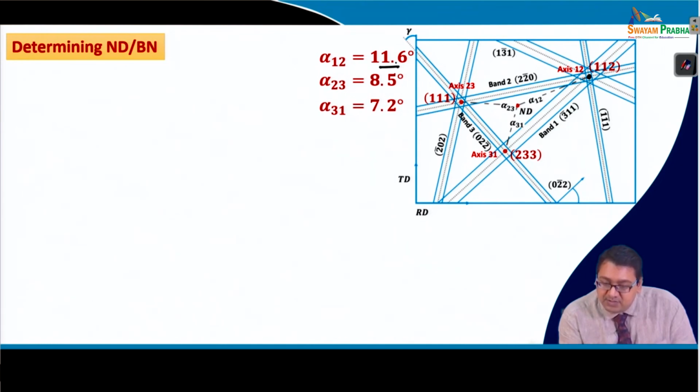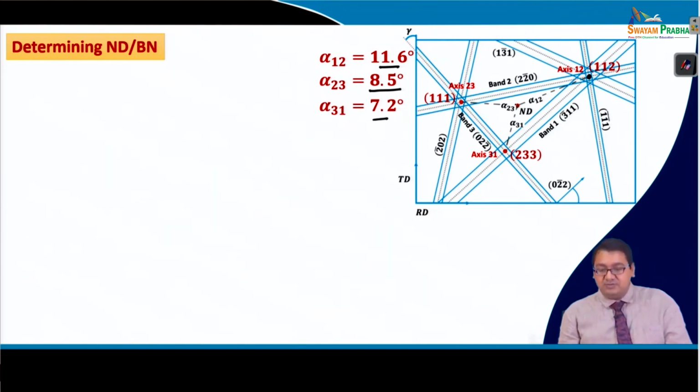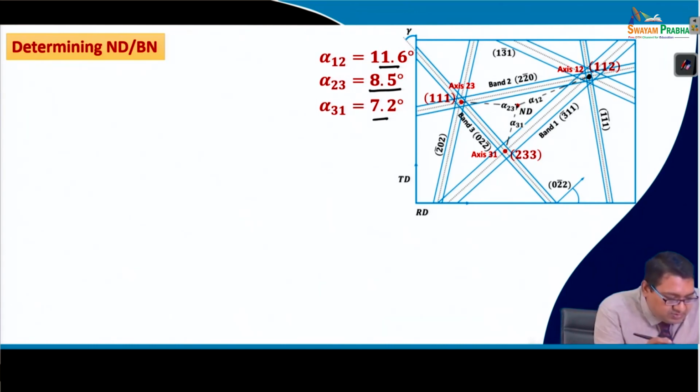Axis 2 3, which is 1 1 1, has an angular relationship alpha 2 3 with respect to ND, which is 8.5 degrees. Axis 3 1, which is 2 3 3, has an angular relationship alpha 3 1, which is 7.2 degrees, with respect to ND. Now, the dot product between the two axes is basically equal to the cos of these angles alpha 1 2, alpha 2 3 and alpha 3 1, right.